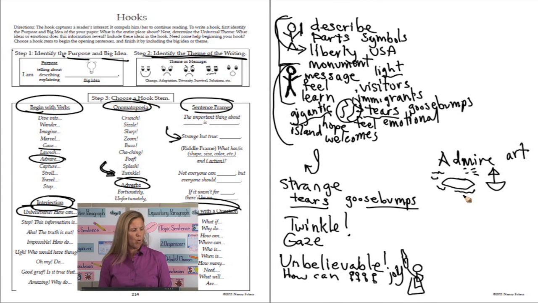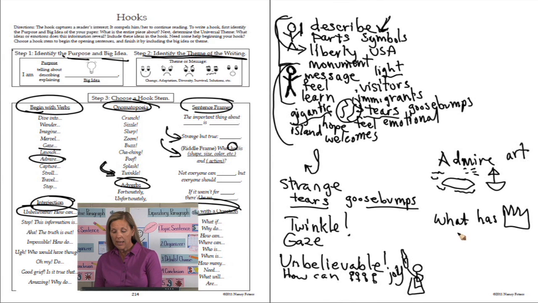Let's look at one more. Choose the riddle frame. This is a favorite. Many children love to form riddles for their hooks. So now we're going back to our subject, the Statue of Liberty. What are all the things that we're talking about? So remember, we're always focusing on what we're writing about. We're talking about the symbols that she has. So let's take a symbol. What has a crown and waves at visitors? Ooh, there you go. That's a great way for the reader to want to keep reading so they can find out the answer to that riddle.